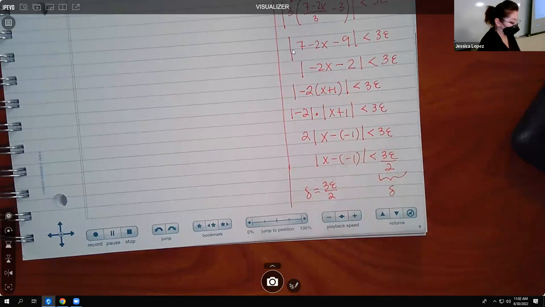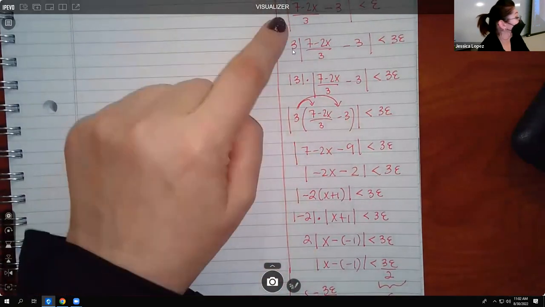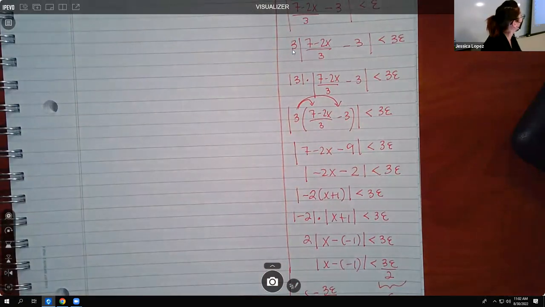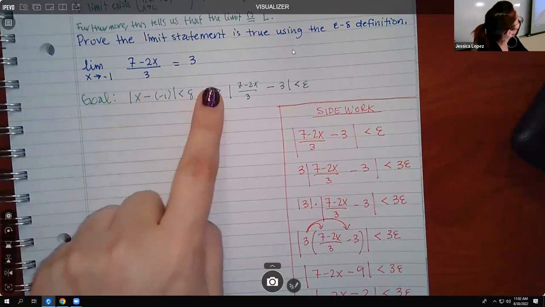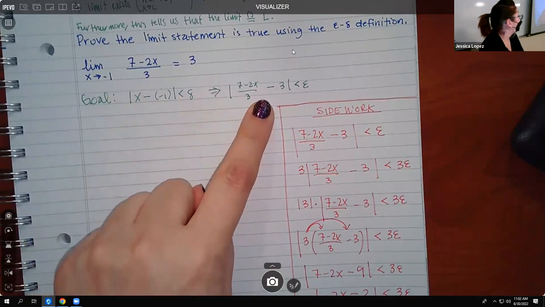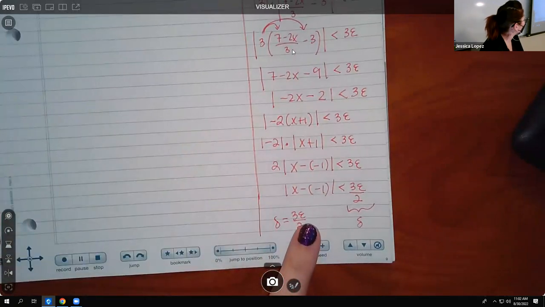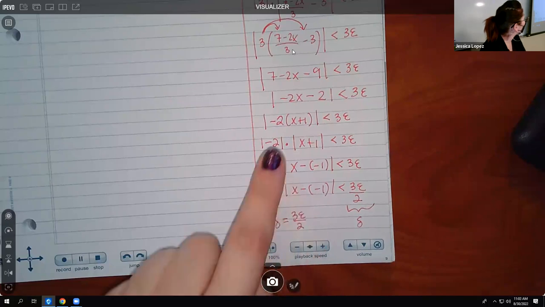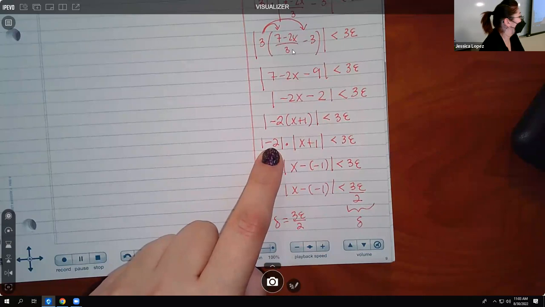Now, here's the weird part. Because I have to start with this and a delta and make my way back up to here. Okay, that's the proof. The proof is starting with this side and then making your way to that side. And this is why this is super important, because I might have thought to multiply by 2 to get epsilon by itself, but never in a million years would I have converted the 2 into an absolute value of negative 2.